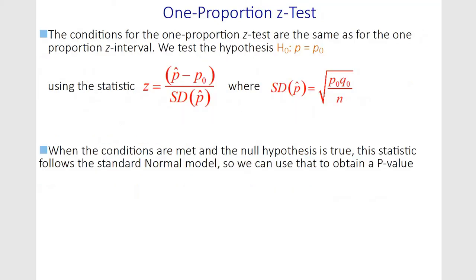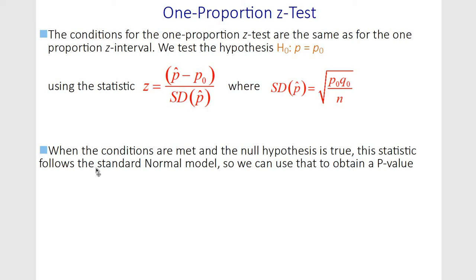So the first one we'll do, well, we've done lots of these things, is the 1 proportion Z test. The conditions for the 1 proportion Z test are the same as the 1 proportion Z interval. We're testing this hypothesis, and this is our Z score, and this is our standard deviation.